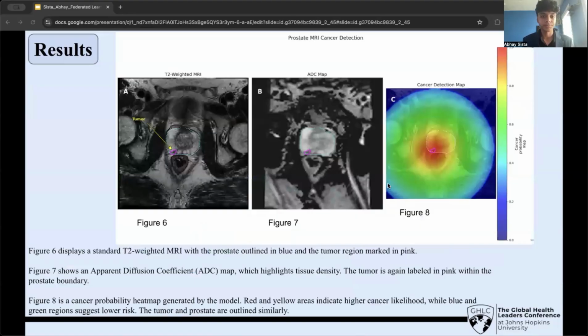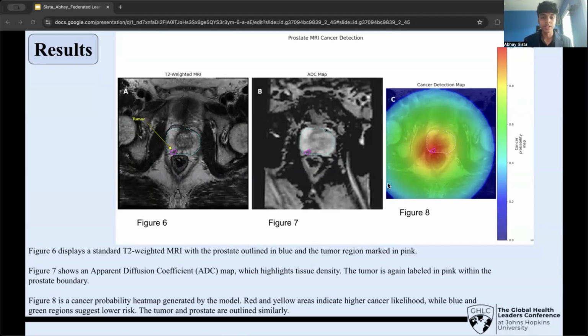And these are my results. Starting with figure 6, this is a T2 weighted MRI, which is one of the most commonly used sequences in prostate cancer diagnosis. In this image, the prostate gland is outlined in blue and the tumor region is shown in pink. The output was generated directly from the model's segmentation prediction. You can see how the model isolates the gland from the surrounding anatomy and tries to pinpoint the lesion.